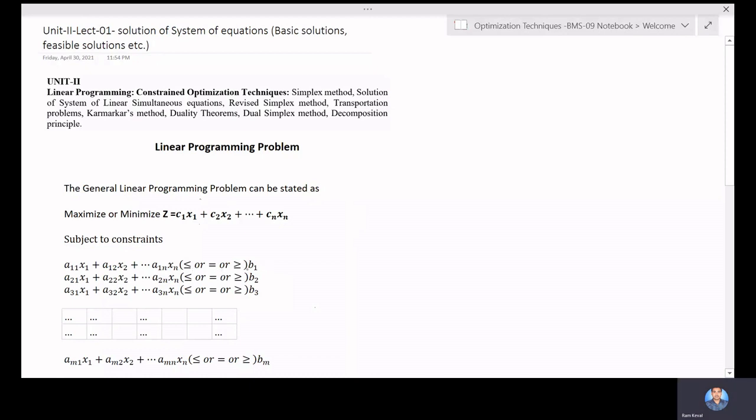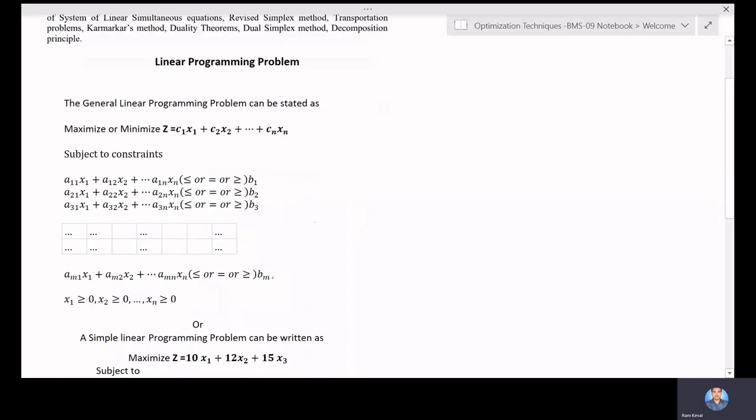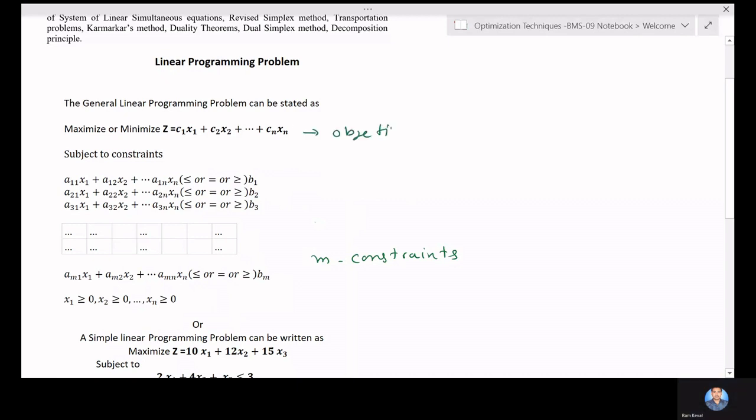So see here, constraints may be less than or equal to b1, or equal to b1, or greater than b1. So this is the first constraint, second, third, and so on. See here, this is bm, which means m constraints. And we want to maximize or minimize, and this is the objective function.